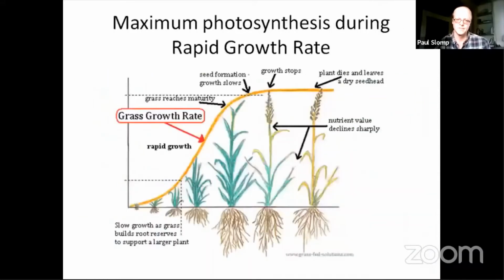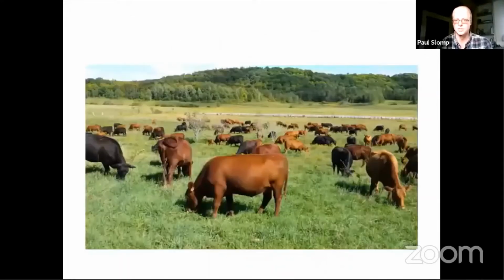So this is a graph that shows the life cycle of a healthy plant. And the really important thing I want to showcase here is that during the grass growth rate at its maximum, that's where the photosynthesis is at its most, and that's where the most biomass is put on, most carbon is released into the soil, and the most carbon dioxide is captured out of the atmosphere. So in our grazing on our farm, my goal is to keep the plant in that maximum growth state as long as possible. So this is a picture of the herd.